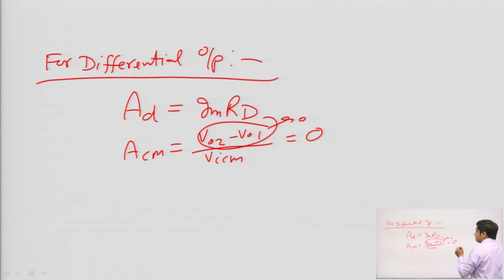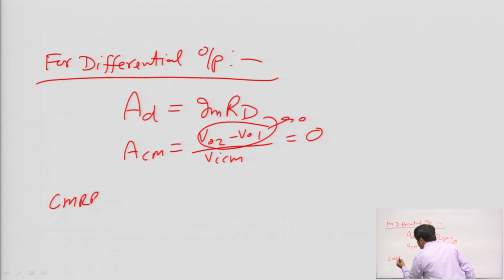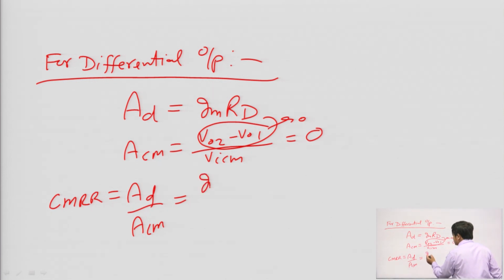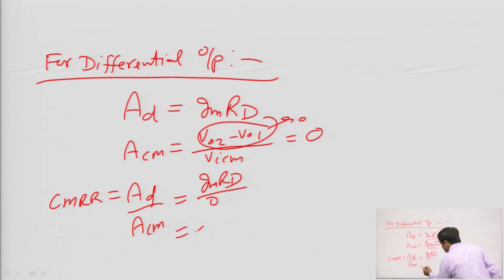So, ACM will be 0, that I explained at the start of this class when I explained the operation of the differential pair in common mode. We had seen that if Q1 and Q2 transistors are in saturation region and both are matched transistors, then whatever noise signal, whatever common mode signal is applied at the input, the output will be 0 if we are taking the differential output. So, ACM is 0. What will be CMRR? CMRR will be AD upon ACM, that is GM into RD upon 0, that is infinite.